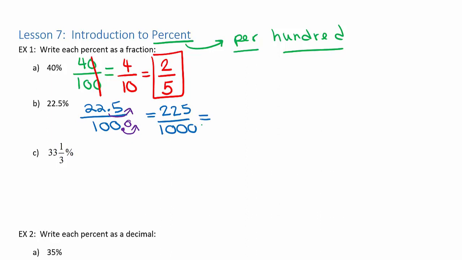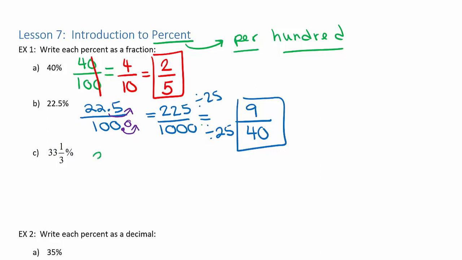I can reduce this fraction as well. I can divide by 25. 225 divided by 25 is 9, and 1,000 divided by 25 is 40. I did that quickly by thinking about how many quarters are in 225 and $10, but you could also do that with long division. So 9 over 40 is my final answer here.